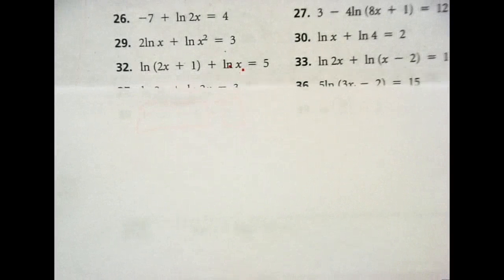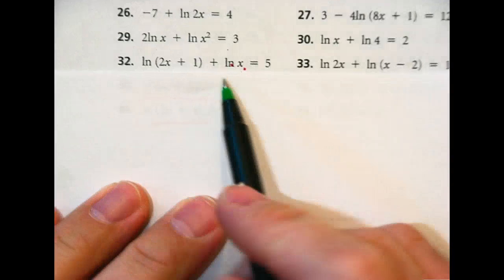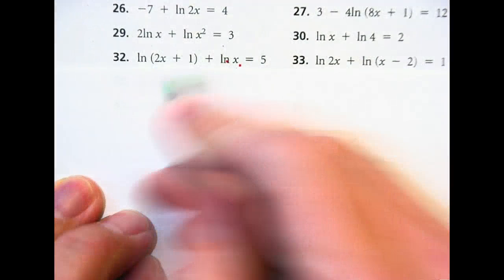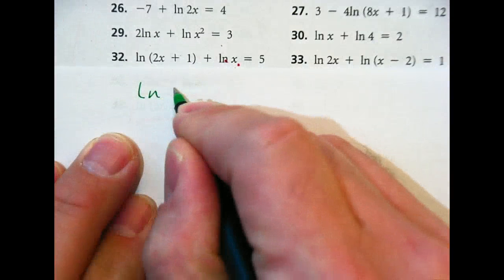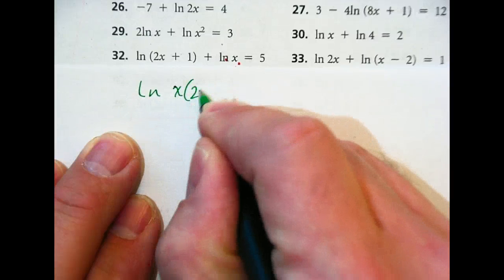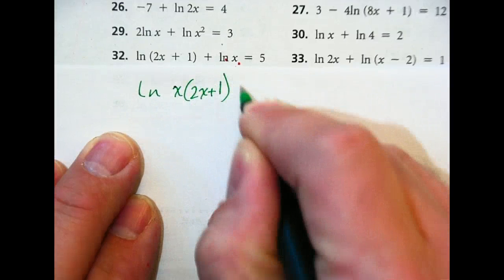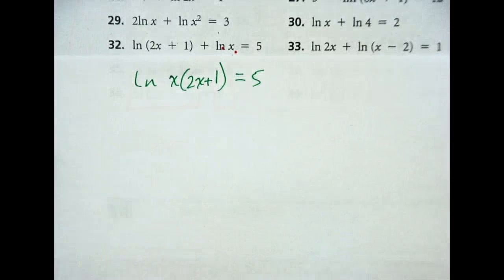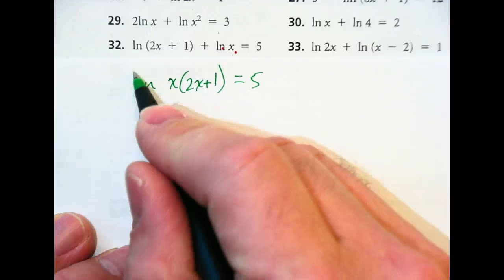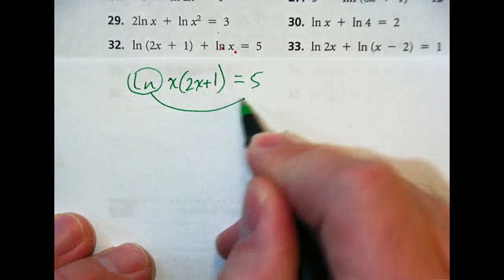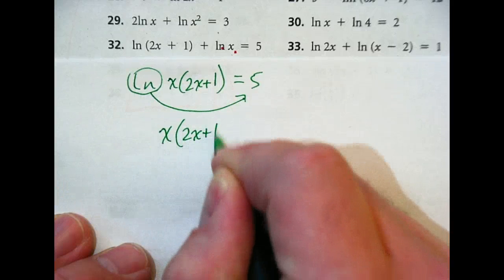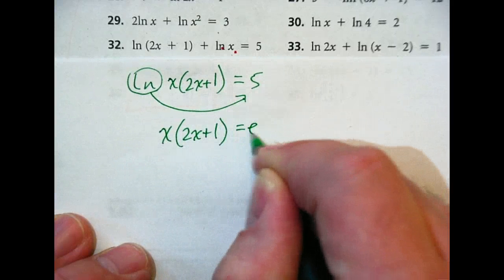All right. So first, we're going to write it as a single log. So we want to combine these. We'd have the natural log of 2x times x, so it'll be like that, all equals 5. And then I'm going to end up multiplying that together in a minute, but even if you didn't do that, you could bring this part over and write it exponentially. So x times 2x plus 1 equals e to the 5th.